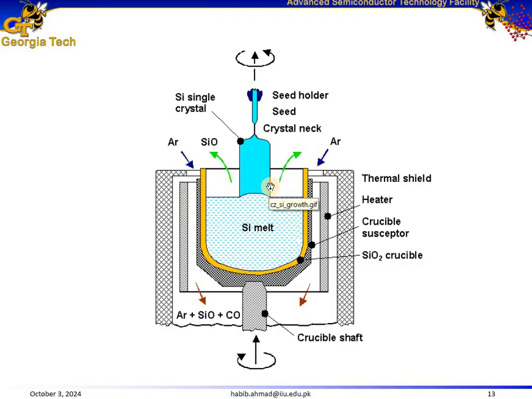The entire process is conducted in an inert atmosphere, usually by the introduction of an inert gas like argon, to prevent contamination. Silicon monoxide and carbon monoxide byproducts may be generated, and they can be removed from the chamber as well. A thermal shield is also applied, which helps maintain a stable temperature gradient, which is crucial for high quality crystal growth using the Czochralski growth method.